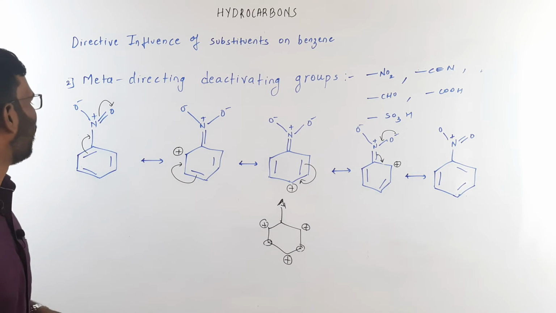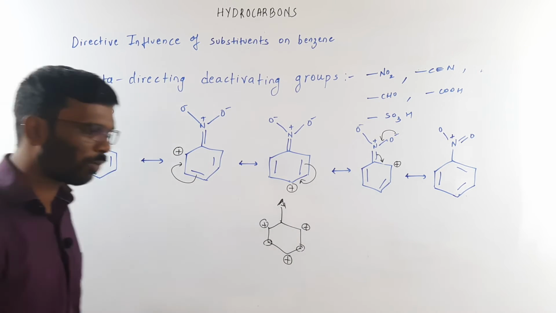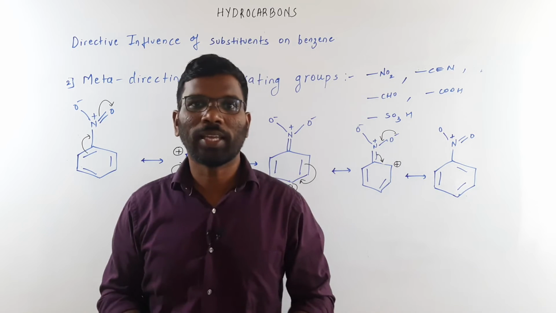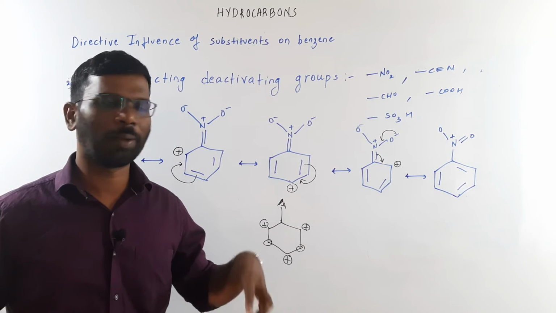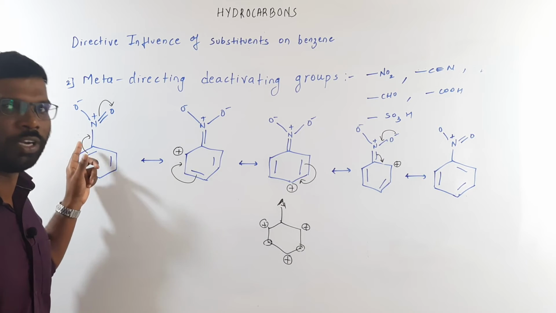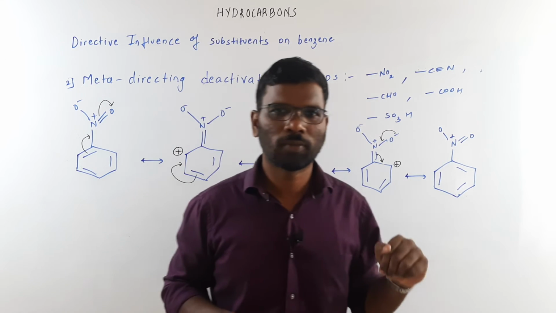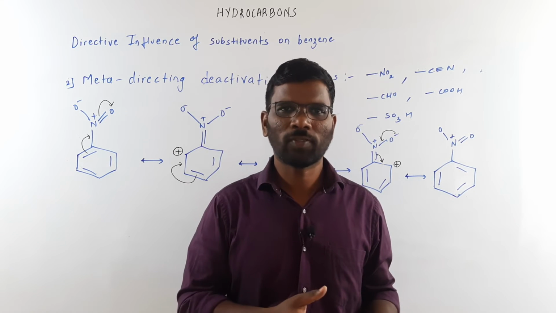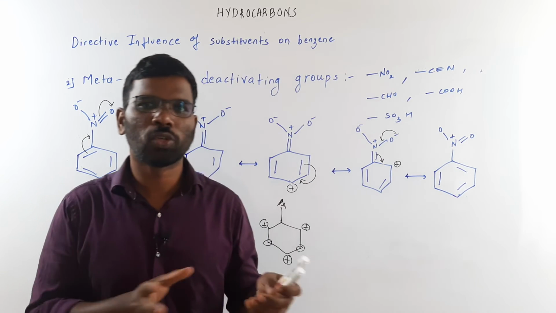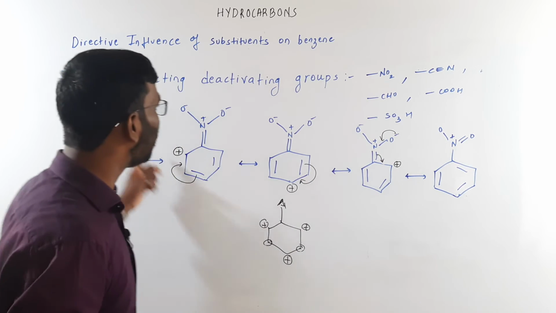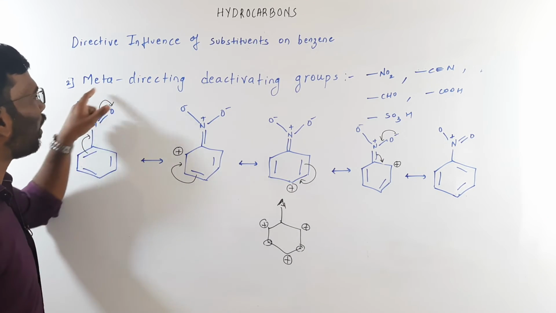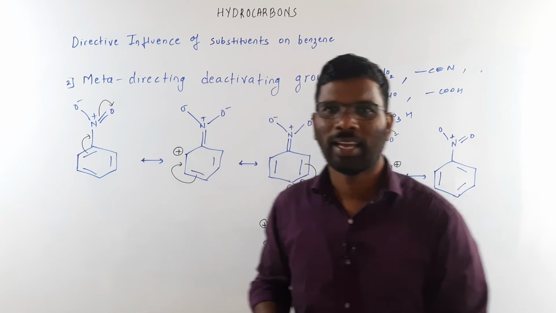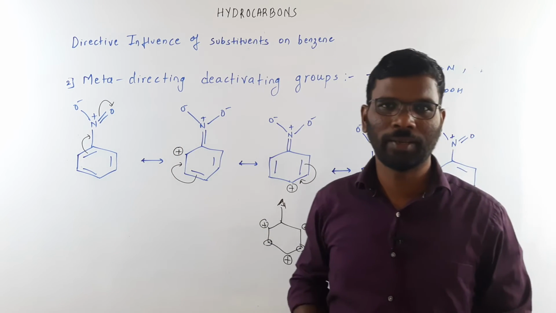So why is it called deactivating? These are the groups which withdraw the electron density from the ring. The benzene ring is electron rich, and because of the presence of this group, there is a withdrawal of electrons from the benzene. So what will happen? The electrophilic attack will be less violent. The reaction will be a little slower compared to that of benzene. That's why these groups are called meta directing deactivating groups. The incoming electrophile will be directed to the meta position and it is deactivating the ring.